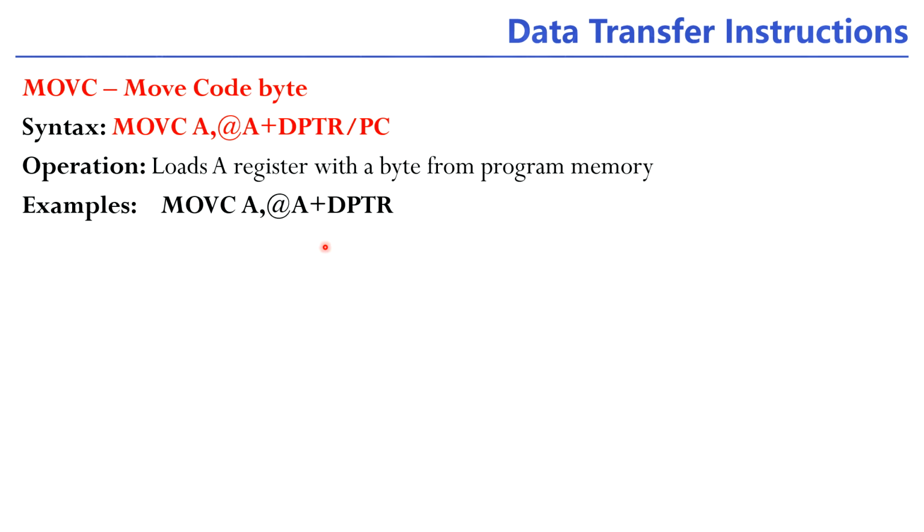Example of this, MOVC A, @A+DPTR. This value we can find from this address and copy and transfer here, right? This is the example. Another example is similar, only we use the PC in place of DPTR.